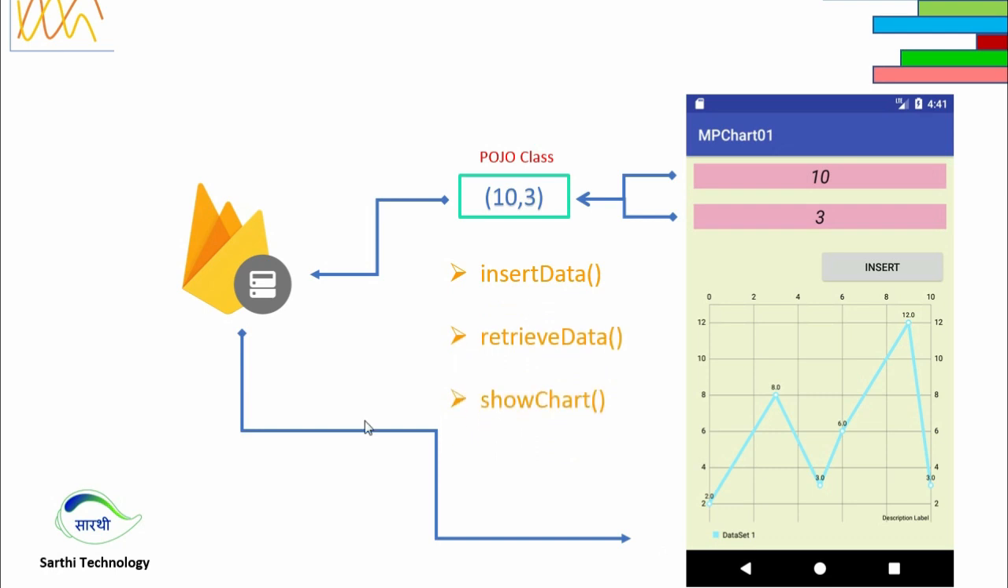First will be insert data, and this method will be responsible for inserting data in the Firebase. The second method is retrieve data. This method will be responsible for retrieving data from the Firebase database. And the last is show chart. In this method, we will write some code to show this data in the form of a chart.